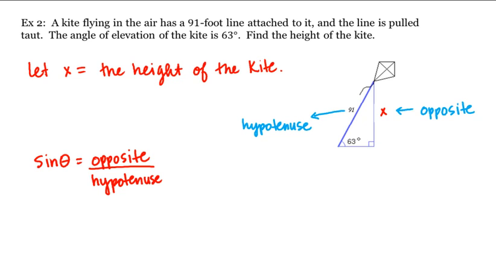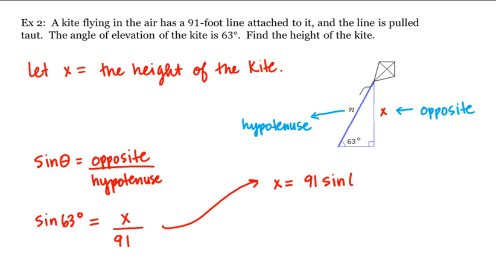So in our situation, we have sine of 63 degrees then is equal to opposite is x, hypotenuse is 91, which means that x is equal to 91 times sine of 63 degrees. And putting this in our calculator gives us that this is approximately 81.1 feet.